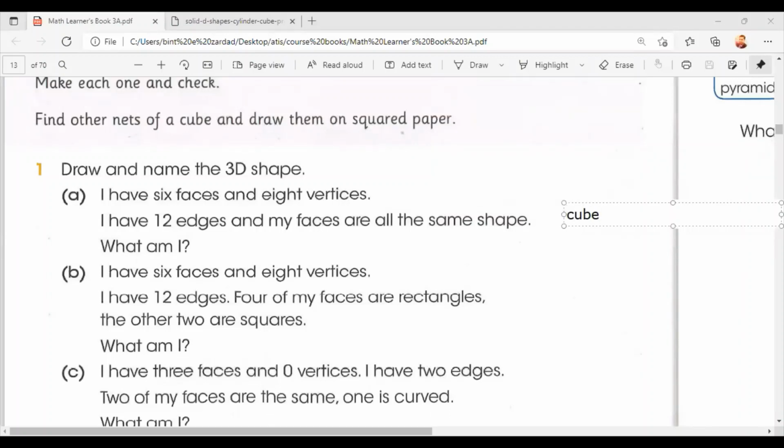I have 6 faces and 8 vertices, same as a cube. I have 12 edges, same as a cube, but 4 of my faces are rectangles. So this is not a cube, it is a cuboid because of the 4 rectangle faces. So you can write here cuboid.